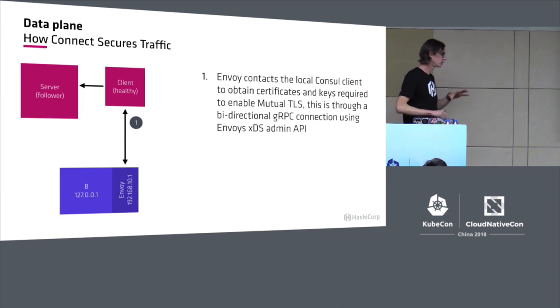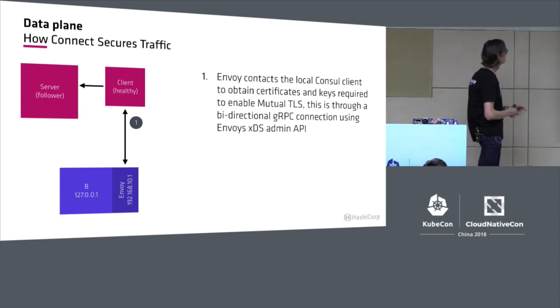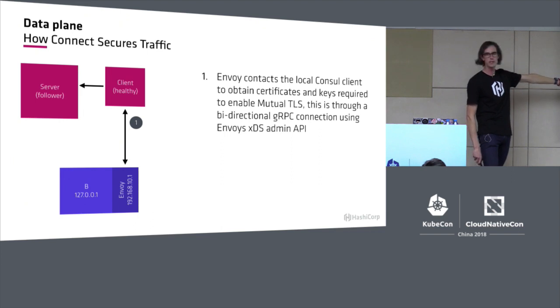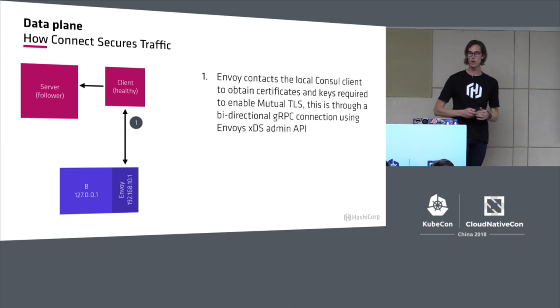So kind of just quickly how this all ties together then is that when Envoy starts, it's going to get bootstrapped. And then when it starts up, it's going to connect to the Consul client. It's going to obtain its certificates and the keys that it needs to be able to secure the endpoint with mutual TLS. It does that because we've implemented the Envoy XDS API inside of Consul.